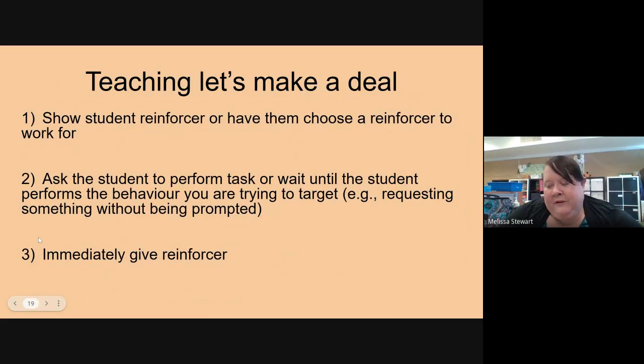How do we use these reinforcers? We like to teach something called Let's Make a Deal. I don't know if any of the other presentations have talked about this, but Let's Make a Deal usually has 3 steps. You show the student the reinforcer or have them choose one beforehand before they work. You ask the student to perform a task or wait until the student performs a behavior that you're hoping to target. And then you immediately give them the reinforcer to show them, good job, you did it, you got the right answer, and here's your reinforcer.